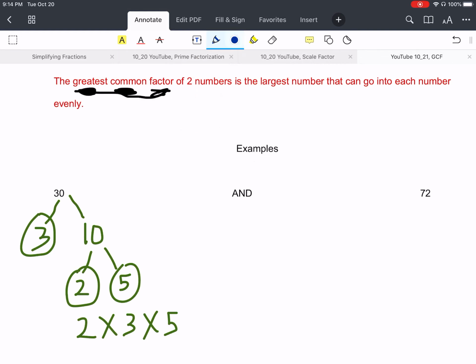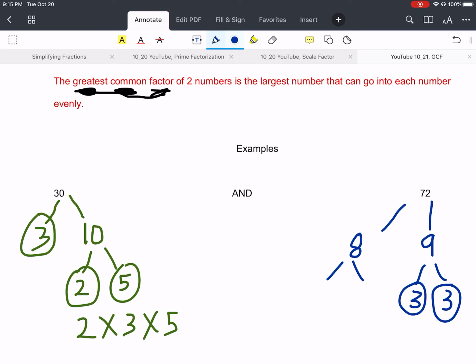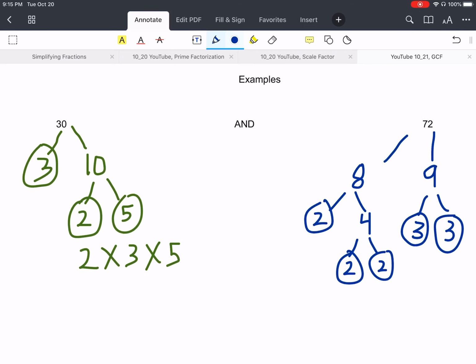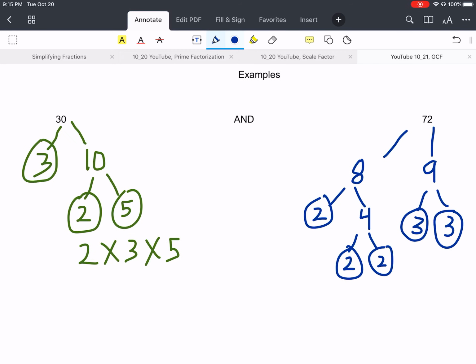And for my other factor tree, I have 72. Let's split that into 8 and 9. The 9 will split into 3 and 3. The 8 will split into 2 times 4. And the 4 will split into 2 times 2. So my blue will be 2 times 2 times 2 times 3 times 3.